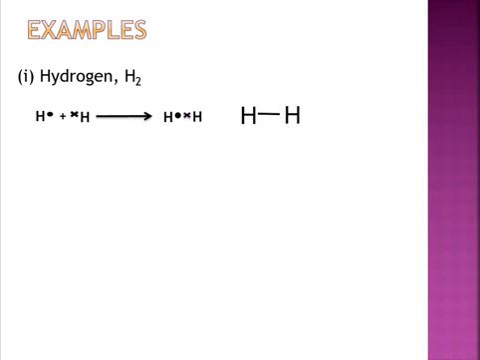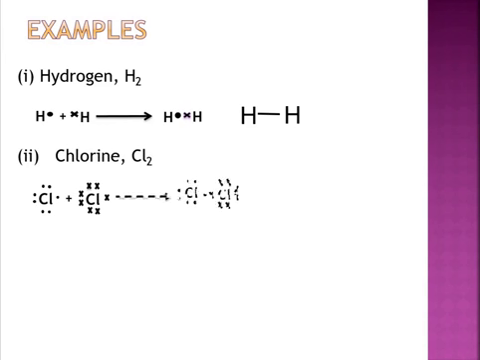Let's discuss few examples. The first example is of hydrogen gas. Hydrogen gas consists of diatomic molecules. In the hydrogen molecule, the two hydrogen atoms share one electron pair. Because both the hydrogen atoms have same electronegativities, that's why they attract this shared pair equally. Or you can say that the electronic charge is distributed equally between the two bonded atoms.